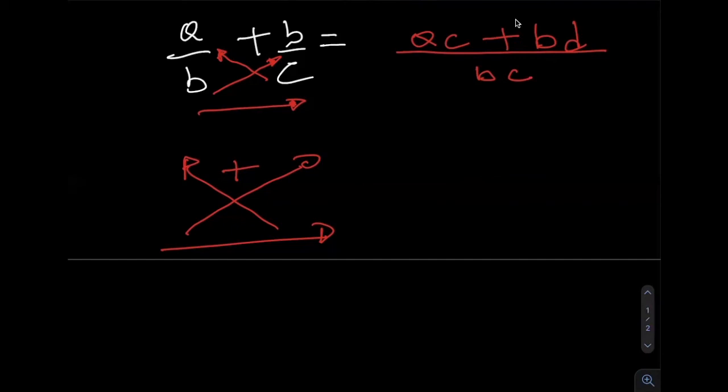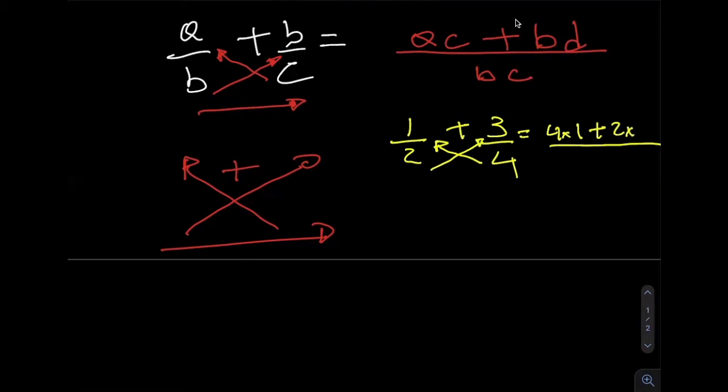Let's say A over B is 1 over 2 and C over D is 3 over 4. We take one fraction, we multiply 4 times 1, and we multiply 2 times 3, divided by 2 times 4. So it will turn out to be 4 plus 6 over 8, which is equal to 10 over 8.